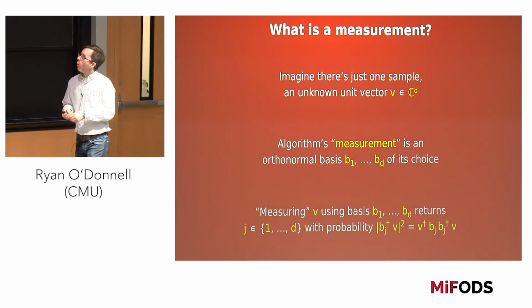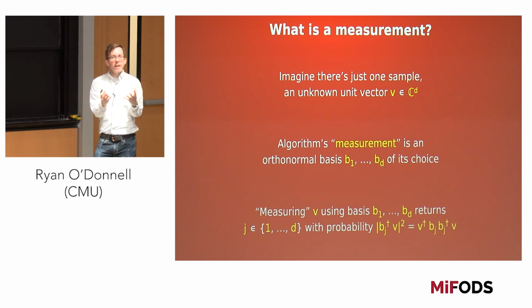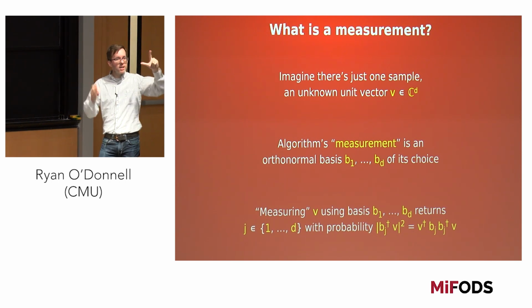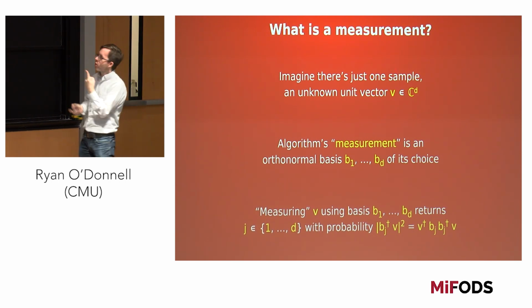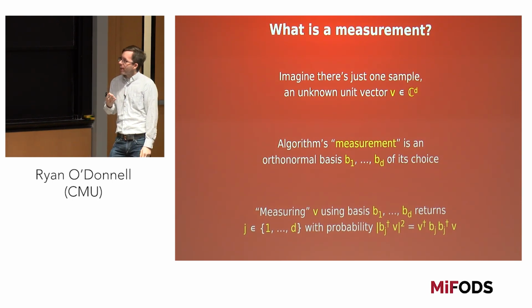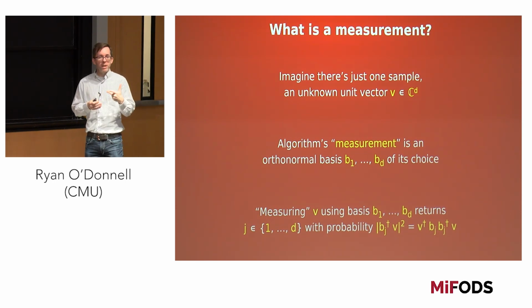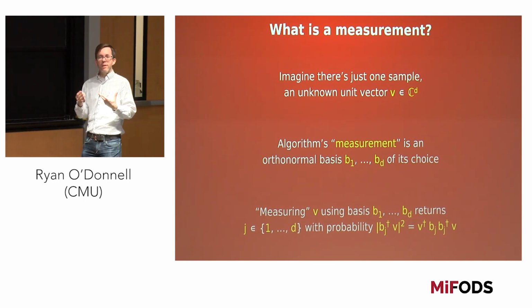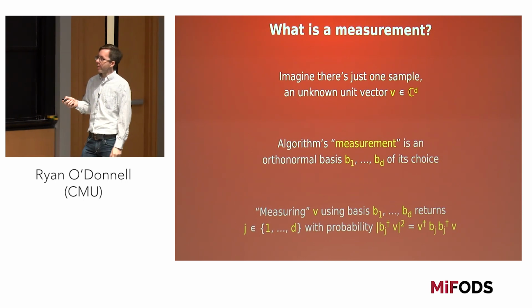Okay, so what is a measurement? First imagine that nature has drawn the samples. And let's simplify and just imagine m is 1, so there's just one sample. There's this unknown basis. Nature draws a sample from it. So now the realization is just one vector v. And that's the thing that's going to get measured. Now, the algorithm's measurement is an orthonormal basis b1 through bd of the algorithm's choosing. Actually, technically, the algorithm can do something more sophisticated than this, but let me just leave it at this for the purposes of this talk.